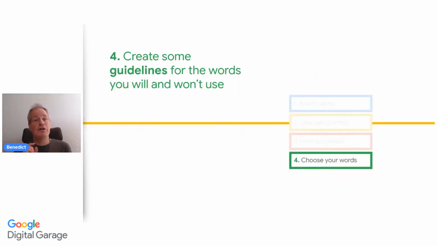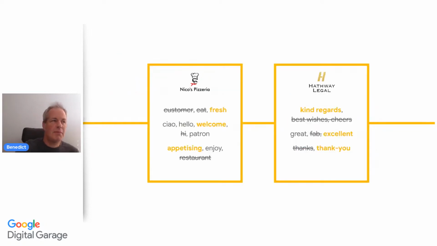Next one, 4, choose your words. Create some guidelines for the words you will and won't use. Some of the common lexicon that comes up again and again are ways of greeting people, ways of signing off, thanking people, how you describe your products. Very important. A lot of people go onto YouTube, I go onto YouTube too, to see the products and how people are describing them. The words you use to describe your customer. Are you formal or informal? So there's a couple of the different things.